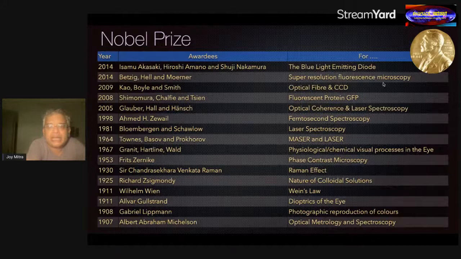And in between, you have the Nobel Prizes awarded for optical fibers and charge coupled devices, femtosecond spectroscopy, laser spectroscopy, lasers and masers, phase contrast microscopy, and each one of them has contributed immensely to our life, the way we lead our life today, and the way we comprehend nature, the way we conduct our experiments, etc. So areas which are related to light and light matter interaction are absolutely topical today and very important in our scientific world.